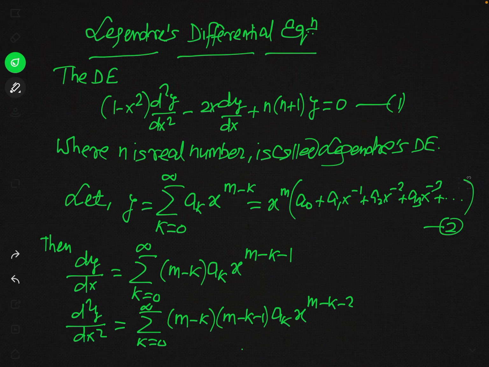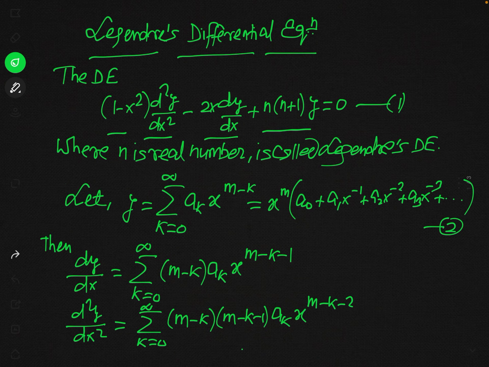So let us start to know what Legendre's differential equation is and how we can solve this equation in series. You can see this particular equation: (1 minus x square) d2y by dx square minus 2x dy by dx plus n into (n plus 1) into y equal to 0. In this equation, n is a real number, and this equation is known as Legendre's differential equation. Though n is a real number, in most physical applications, only integral values of n are required.